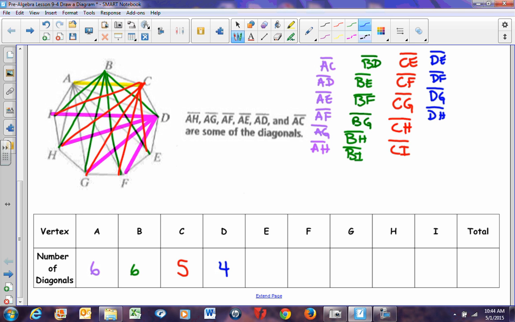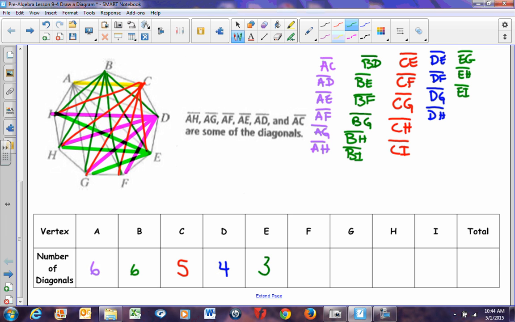If I go to E, okay, if I look at E, I can't go E to F, I can go E to G, E to H, and E to I. I already did E to A, E to B, and E to C. So basically there's three of them. The three diagonals that I can draw from point E are EG, EH, and EI. So there are three of those.